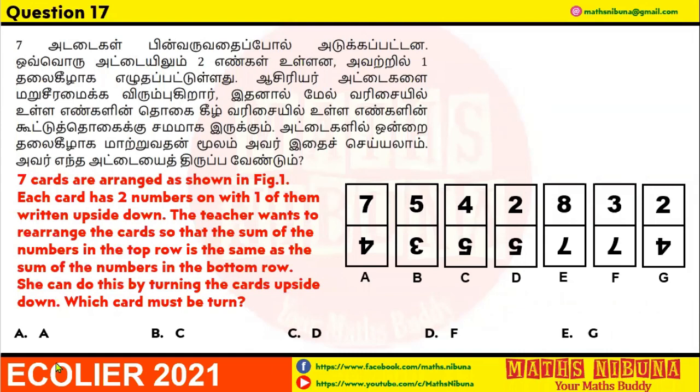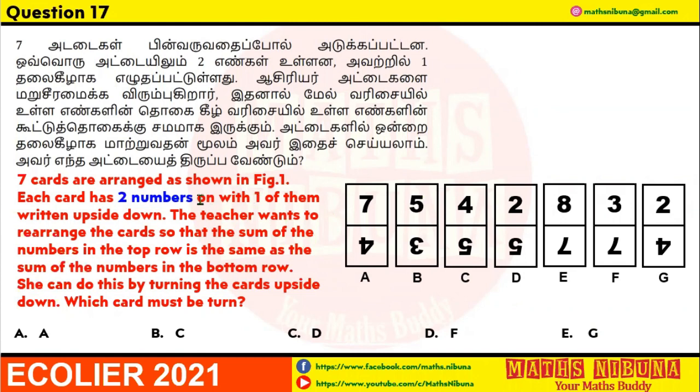Okay, we look at question number 17. Seven cards are arranged as shown in figure 1. It means you have seven cards, A, B, C, D, E, F, G. Each card has two numbers on it, like 7 and 4, 5 and 3, 4 and 5, and so on.